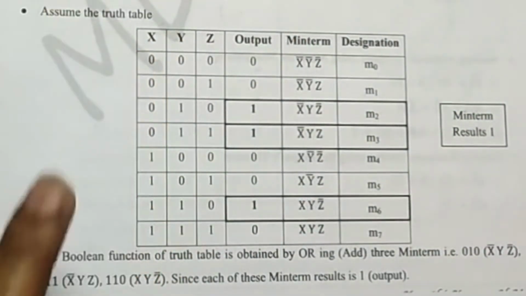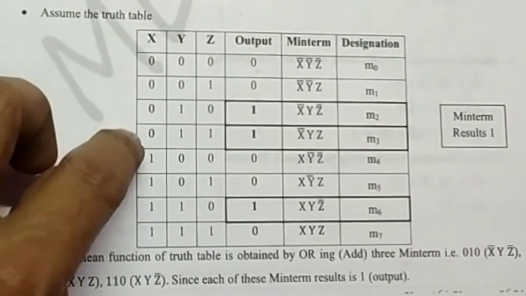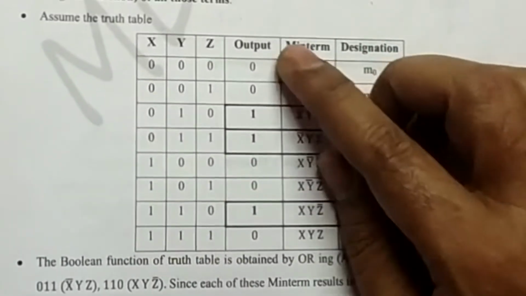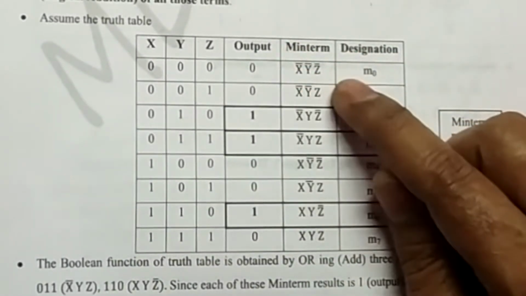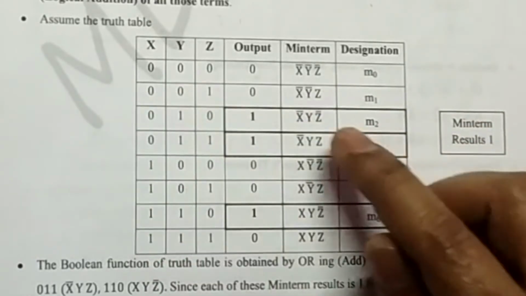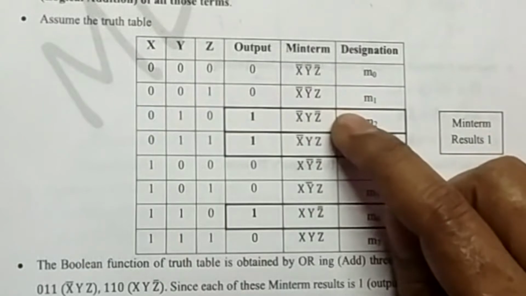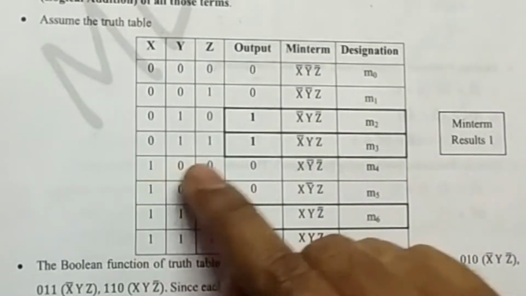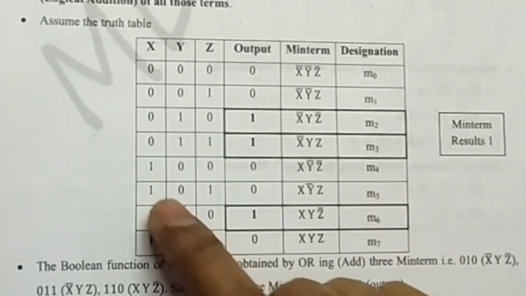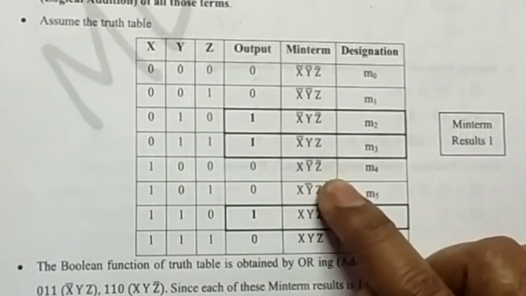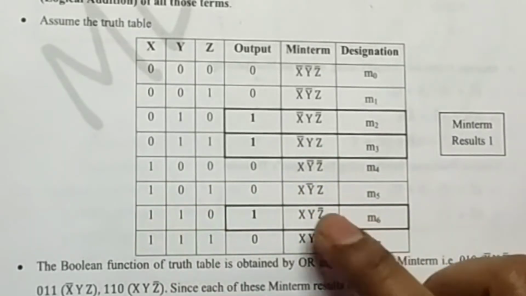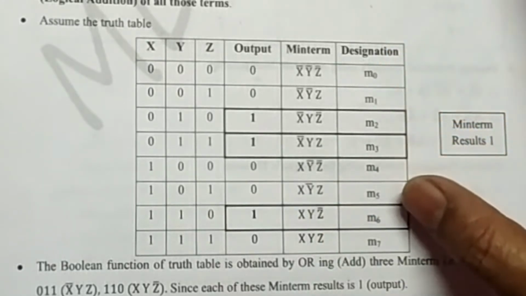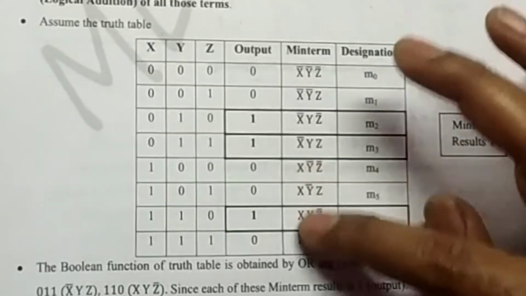X, Y, Z values are given, numbered 0, 1, 2, 3, 4, 5, 6, 7. We can see the min term is X bar Y bar Z bar, because all are 0. And here 0, 0, 1: X bar Y bar Z. And here 0, 1, 0: X bar Y Z bar. And 0, 1, 1: X bar Y Z. Okay, 1, 0, 0: X Y bar Z bar. And 1, 0, 1: X Y bar Z. And the designations are M0, M1, M2, M3, M4, M5, M6, M7.